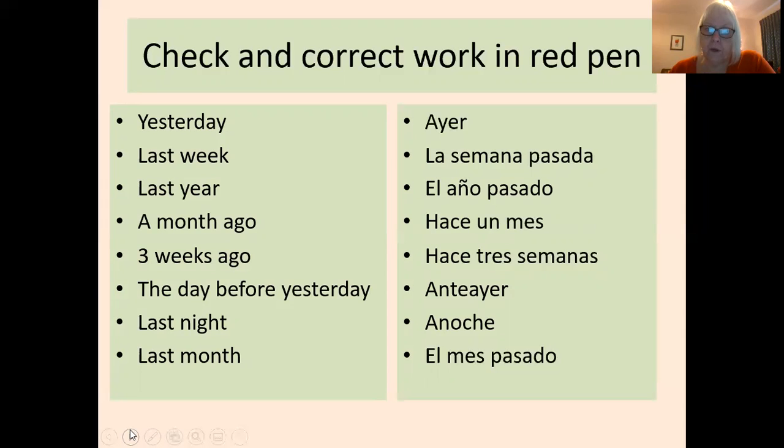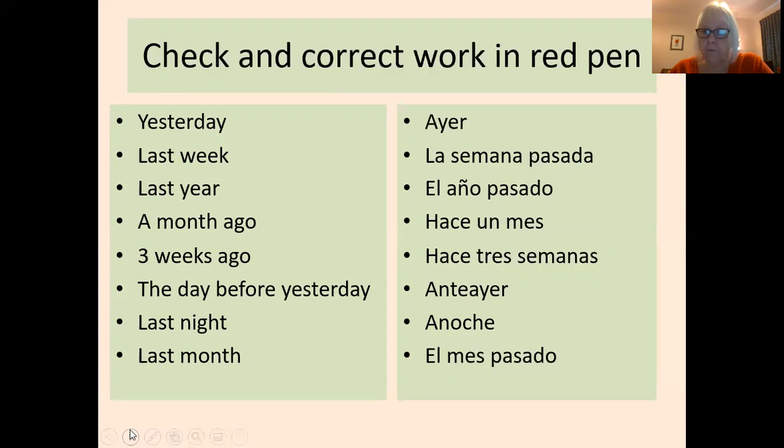Okay, so that was the task there for you to understand the Spanish words and match them to their English equivalents. So check and say and correct your work in red pen. If you got 8 out of 8, then well done. And if you also got the ones that I asked you to do on the spot, then really well done.